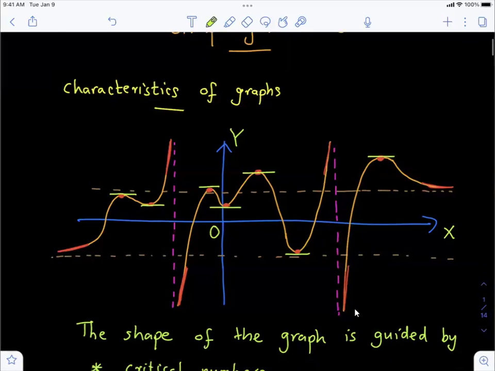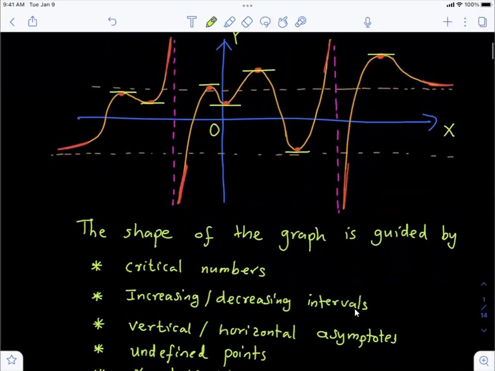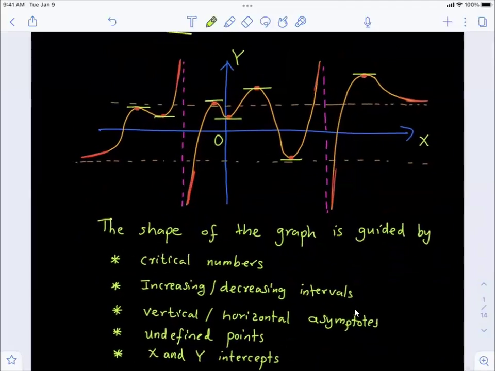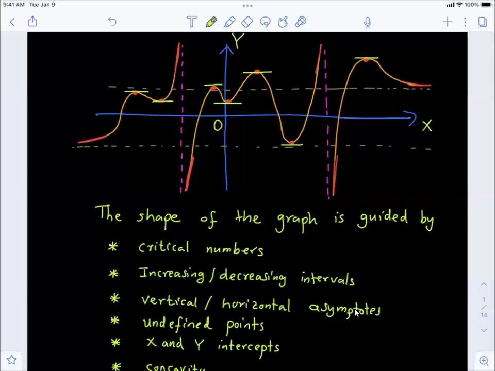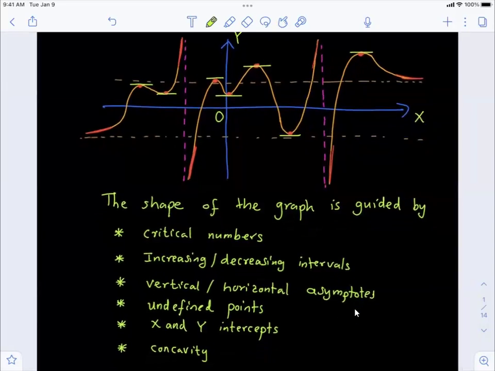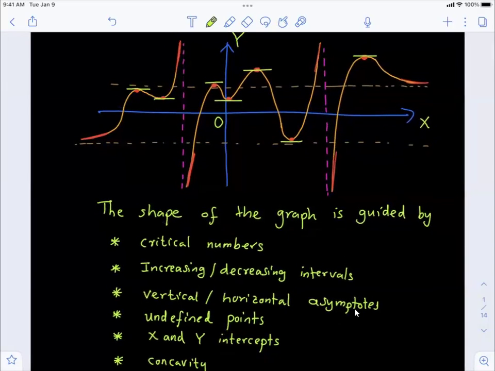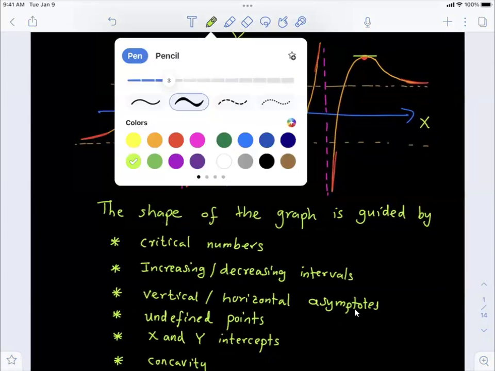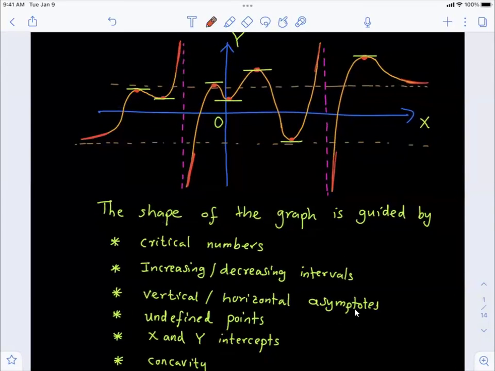Now, the first step, let's summarize exactly what kind of behavior we can expect. A couple of things. The shape of the graph is guided by, of course, these red characteristics that we put, and we will have something slightly more, right? What are the characteristics that we can expect? We can have critical numbers, right? Critical numbers are exactly the points that we considered earlier, like those red dots.